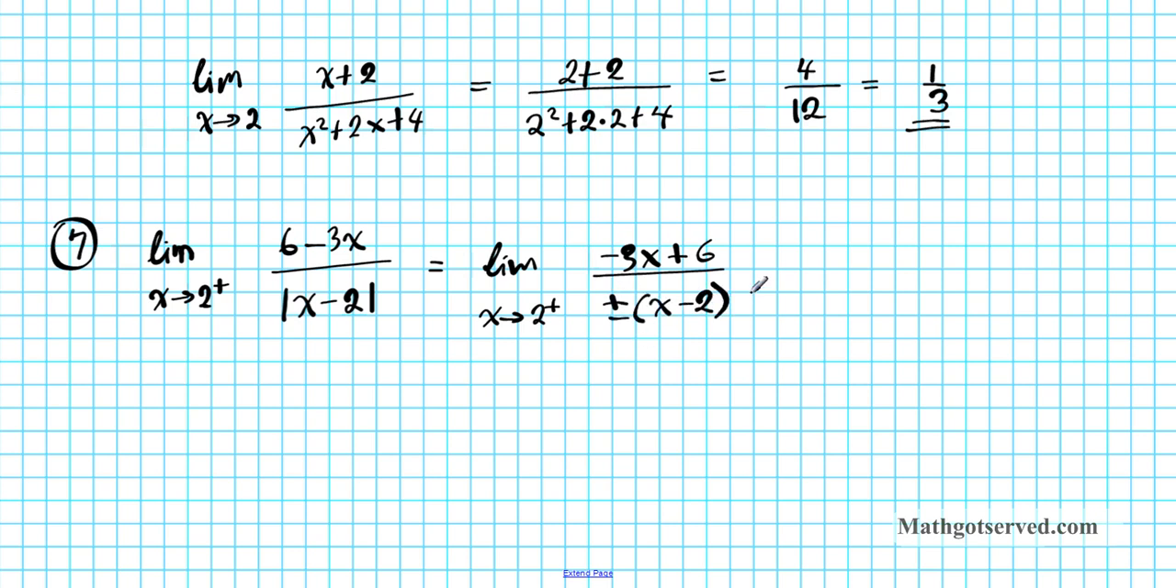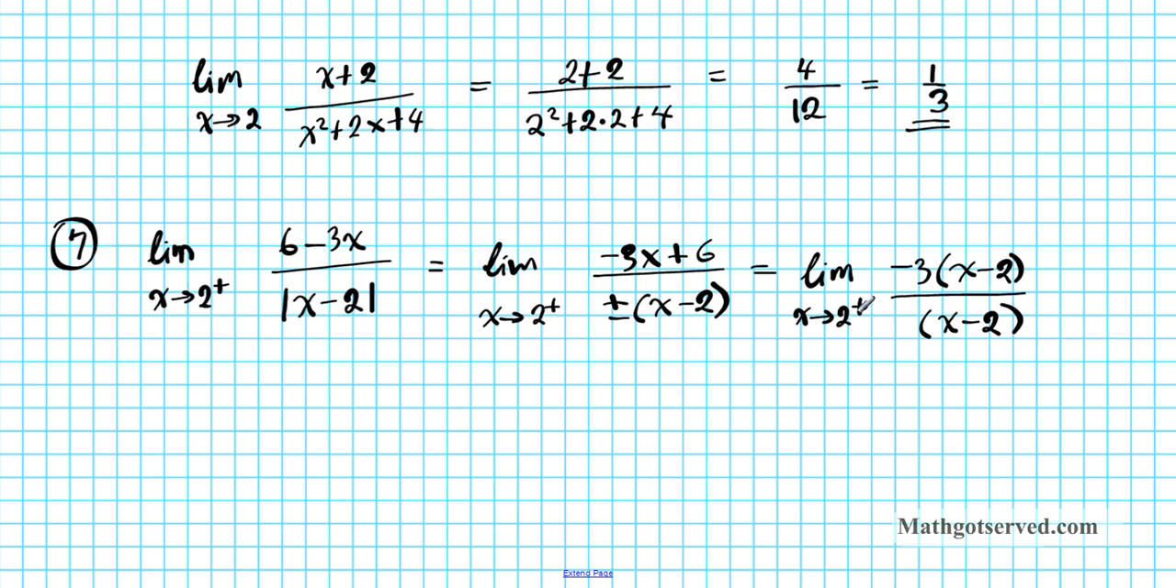Now we can rewrite this as the limit as x approaches 2 from the right. In the numerator, we can factor out negative 3, so we're left with x minus 2. And in the denominator, since we're approaching 2 from the right, we're going to take the positive piece of this plus or minus sign. So it becomes positive x minus 2.